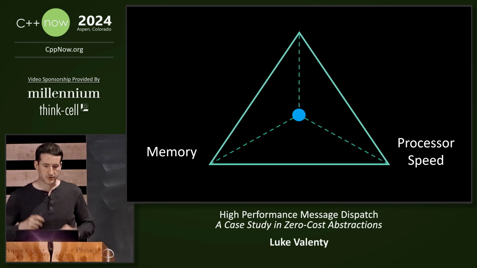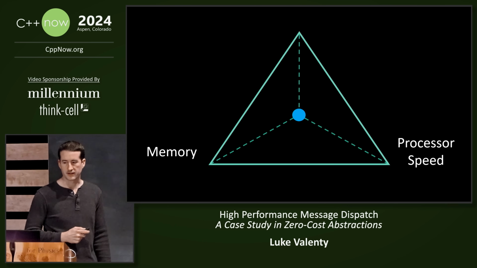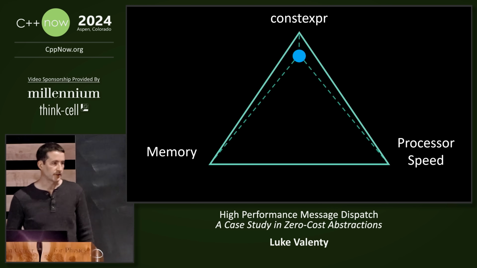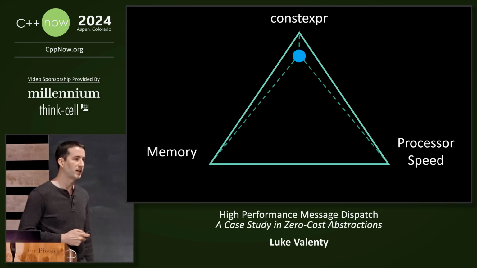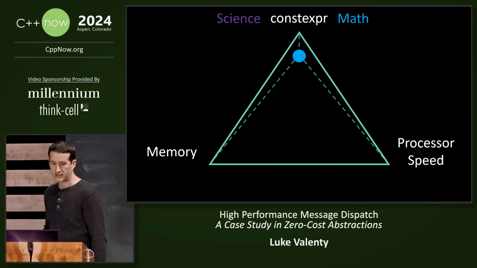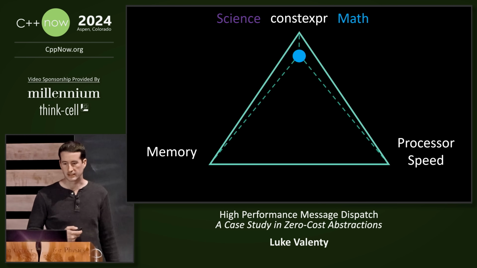So there's this triangle of trade-offs, and we've given up on memory and processor speed, but we have constexpr, and we can tolerate compile time. And again, our two friends, science and math, can help us do really cool things.